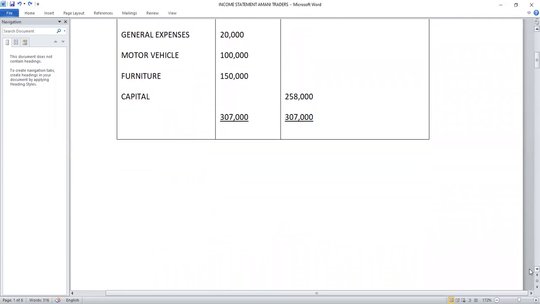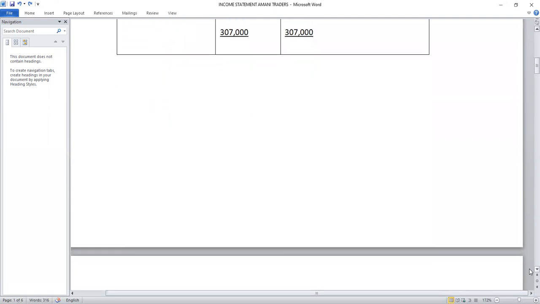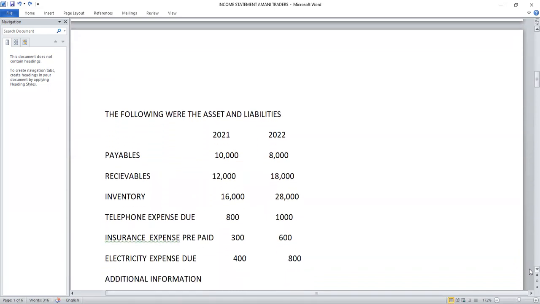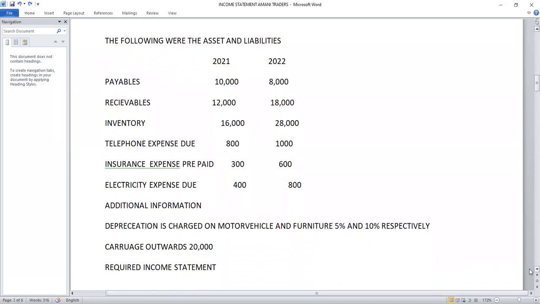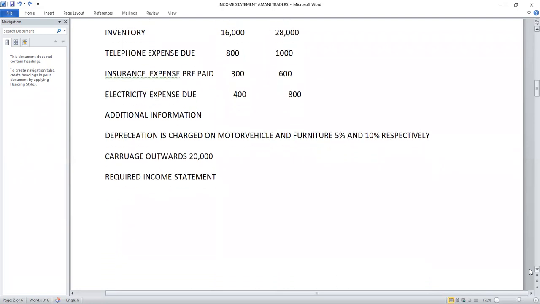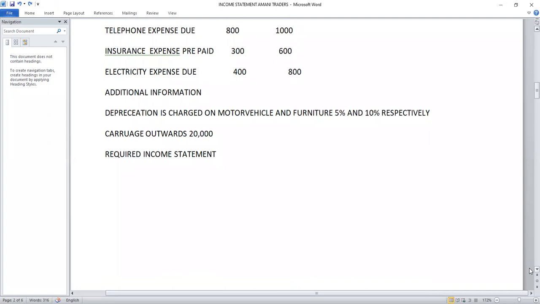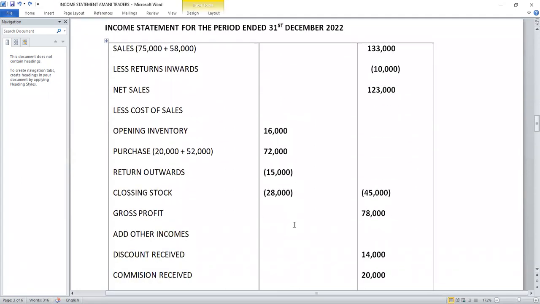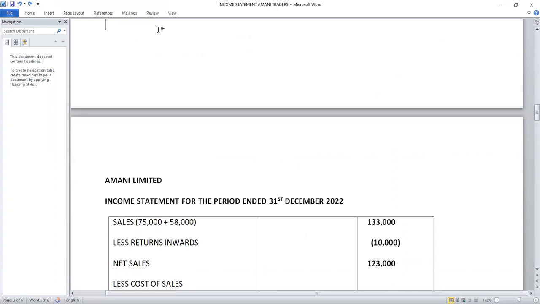Let me scroll downwards. So we have been told the following were the assets and liabilities, 2021 and 2022. So we have the payables, receivable, inventory, telephone expense due, insurance expense prepaid, electricity expenses due. Then we have the additional information: depreciation is charged on motor vehicle and furniture at 5% and 10% respectively, carried out to 20,000. Then we are required to prepare the income statement. So the first thing we need to do in this question, I've already worked out the question.